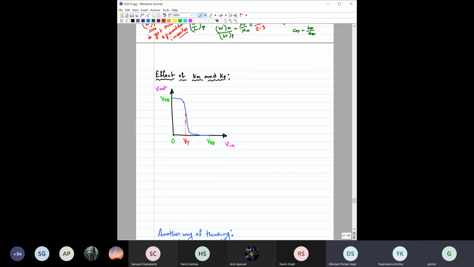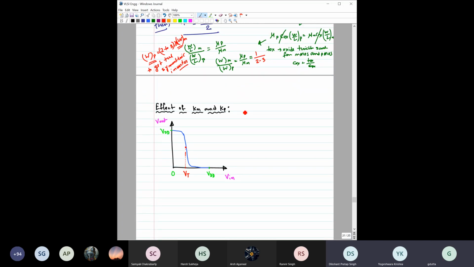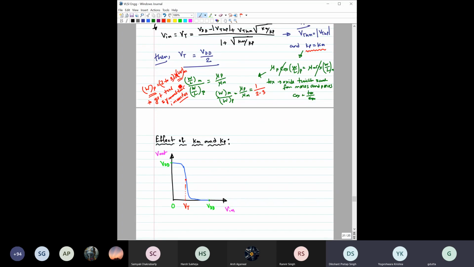Now let us come to here. Then what is the effect? You have understood that in order to get the symmetric inverter, you have to have this condition, Kp equal to Kn. But suppose you don't want to make a symmetric inverter, and just want to see the effect of Kp and Kn on this voltage transfer characteristic. Can you give me some explanation? Say I want to make Kn by Kp higher. Any guess what will happen to this VTC?